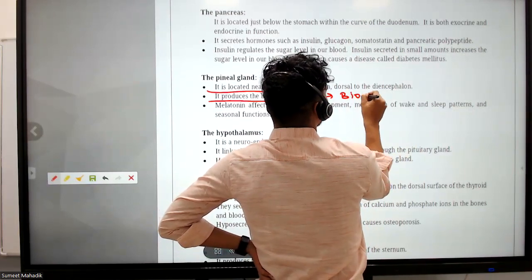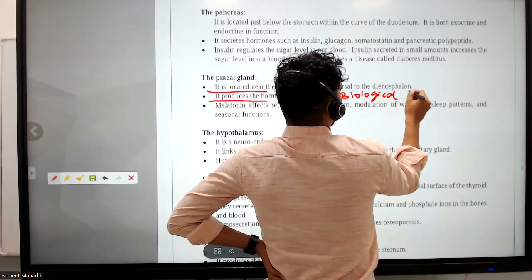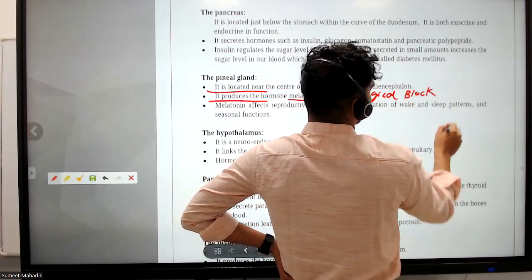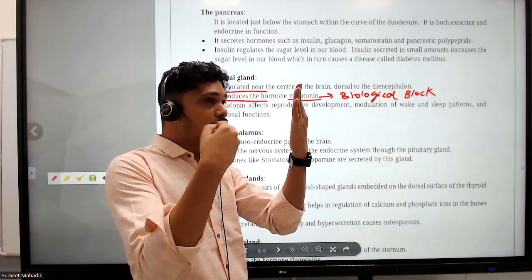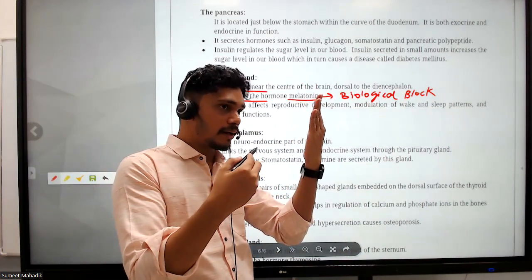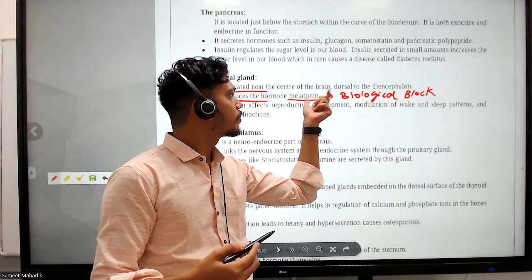What is the biological clock? We get sleep at a particular time. Who maintains it? But we are using phones. The body gets a wrong signal that sleep is not needed until now. So the biological clock is maintained by melatonin.